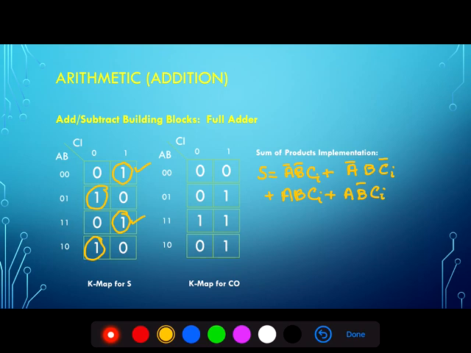Now we can simplify this, or we can look at this very interesting arrangement here that looks remarkably like an XOR. And once we simplify S, we'll find out that it is indeed an XOR pattern. And sum is just equal to the input bits XORed together.